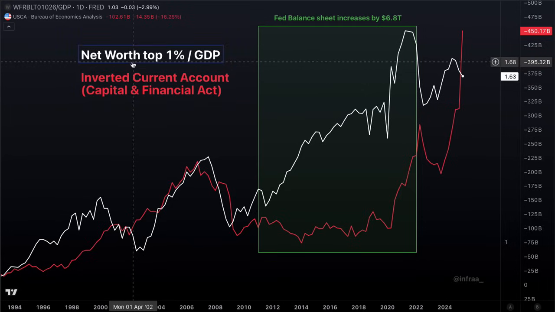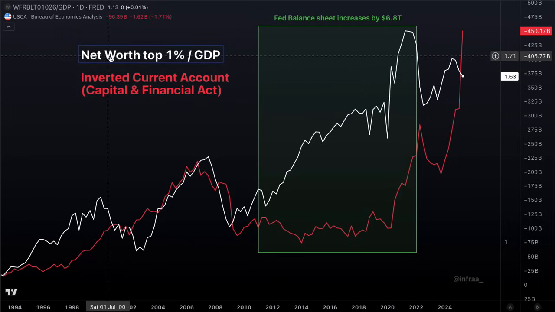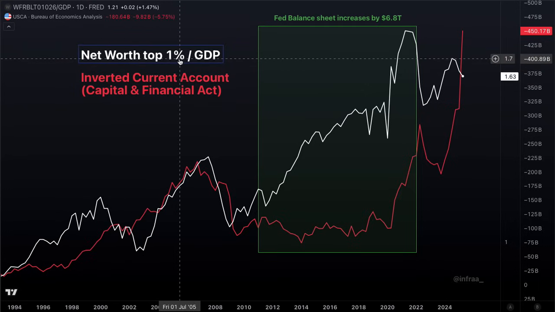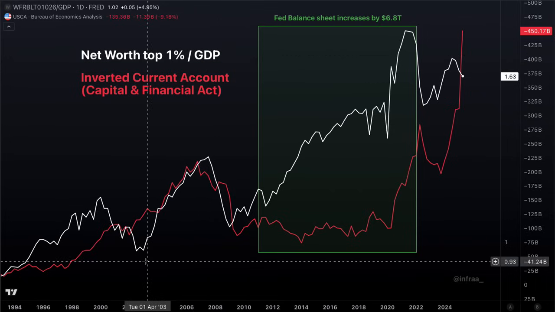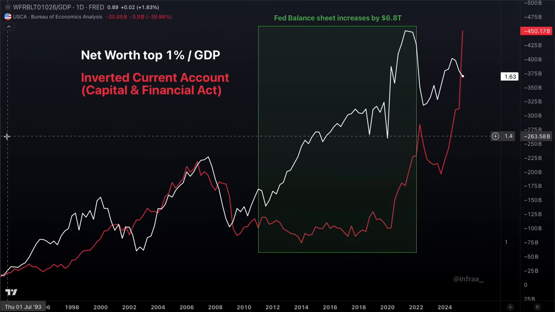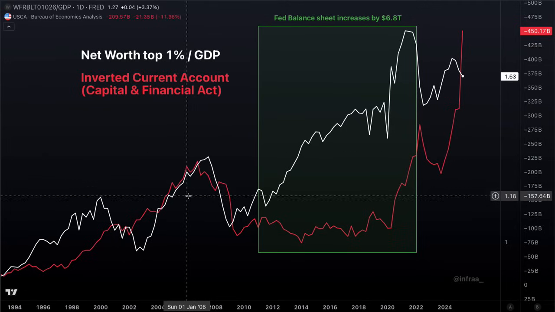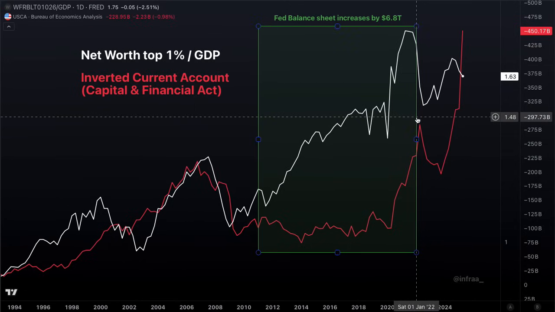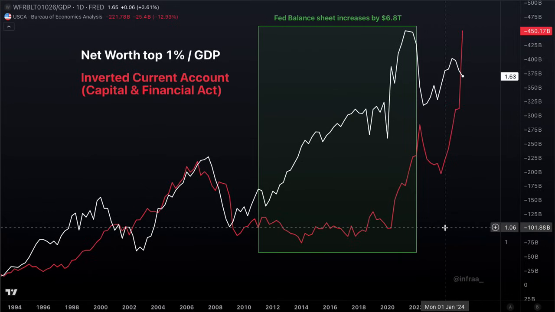Remember, this white line is a ratio. So as the net worth of the top 1% is increasing, it's increasing faster than GDP. That is what forces the white line to go up. The net worth of the top 1% can't just grow with GDP. If it's growing at the same rate as GDP, this white line would be flat. It would be horizontal. But instead, what we see is the white line going up as the trade deficit is getting worse. And the reason is that there is that mechanical structural bid into U.S. financial assets from foreigners. That is the other side of the trade deficit.